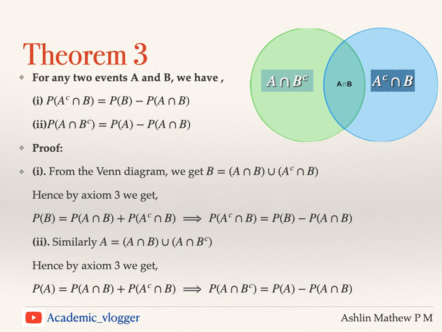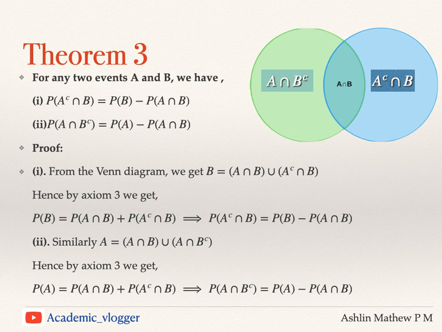So probability of B is equal to probability of A intersection B. The union can be written as plus. So probability of A intersection B plus probability of A complement intersection B, since A intersection B and A complement intersection B are disjoint. Since both these areas are disjoint, we can write these probabilities as just the sum. So from there we will get probability of A complement intersection B is equal to probability of B minus probability of A intersection B.